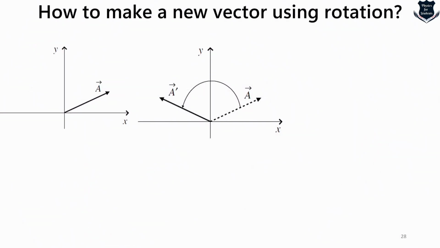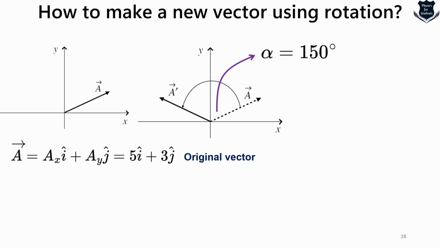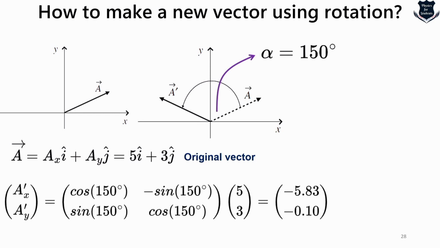It's very simple. I have taken these 2 diagrams, but what I am going to do is rotate this angle alpha to 150 degrees, a little bit more. So if I take the original vector as this one, axi plus ayj equals 5i plus 3j. If you remember, in the previous video also I have taken the same values, and you will see how beautiful it looks. Then what we will get is this one. Cos 150 minus sin 150, sin 150, cos 150, times 5 and 3, it would give minus 5.83 and 0.17.